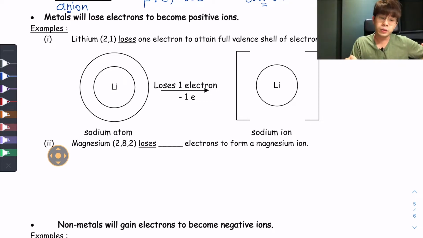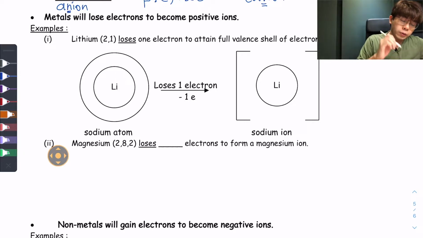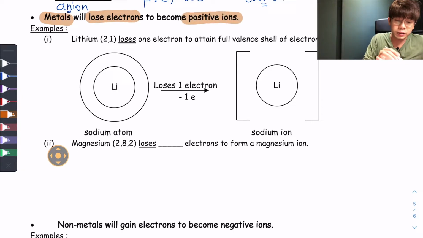Hello everyone. In this video, the second part of the ions video, we learn how to draw ions from the atoms. We will first look at cations. Metals will lose electrons to become positive ions, and positive ions are known as cations.